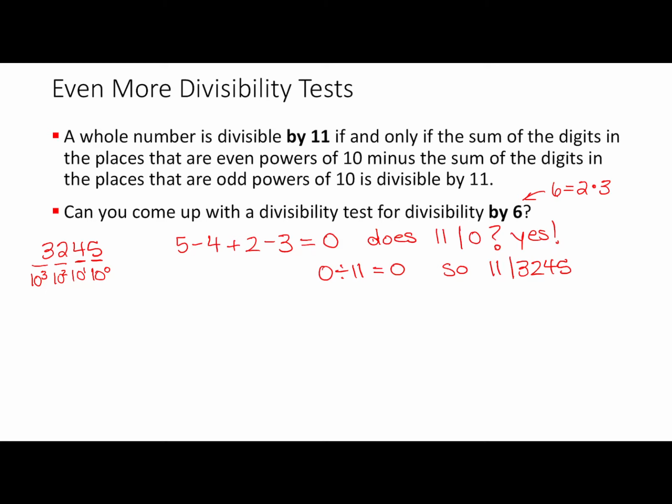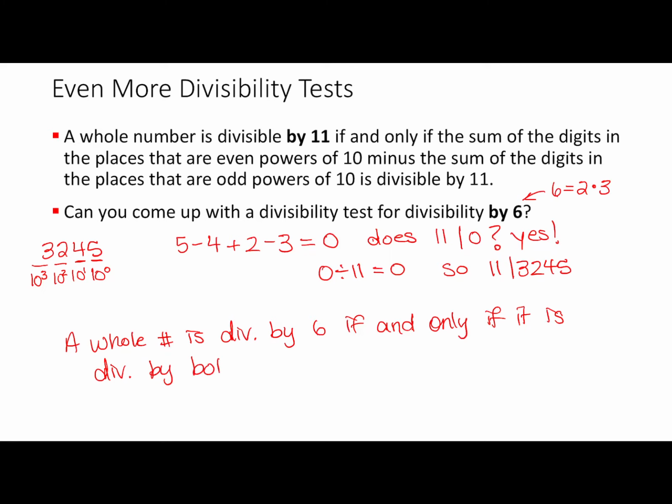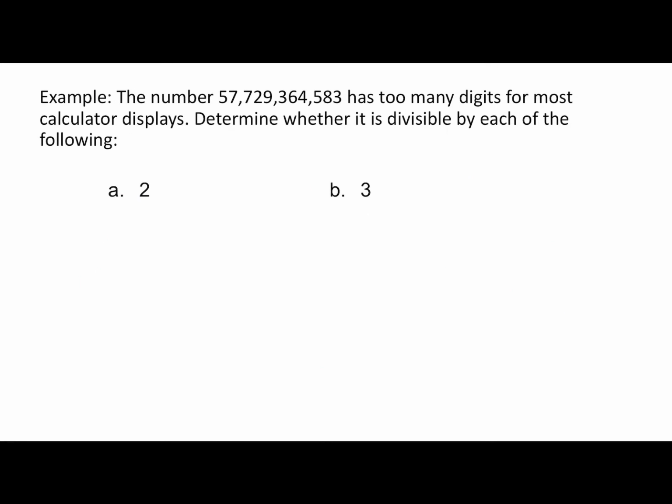So a number is going to be divisible by 6 if and only if it is divisible by both 2 and 3. Okay, so that's going to be our test for divisibility by 6. Let's try putting all of this together.